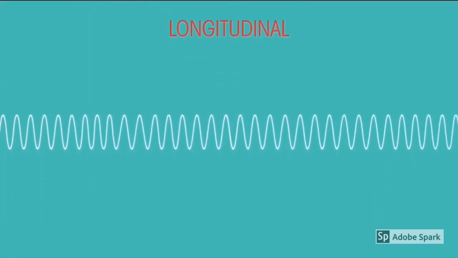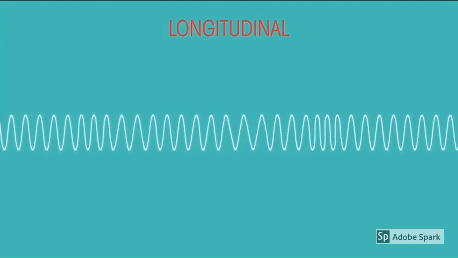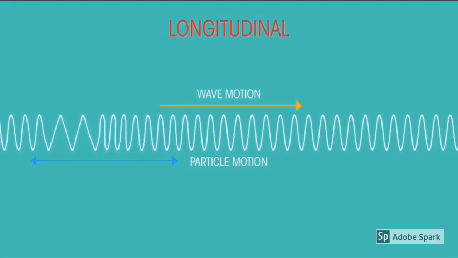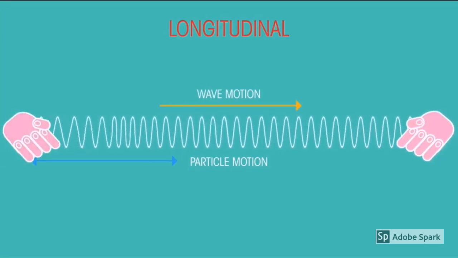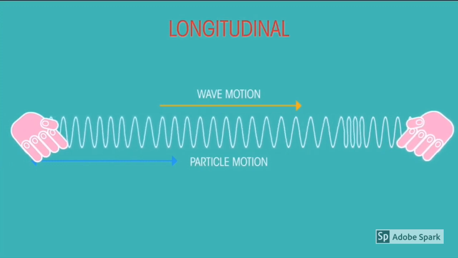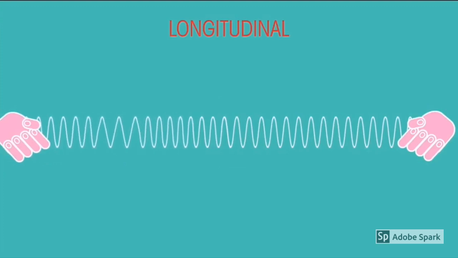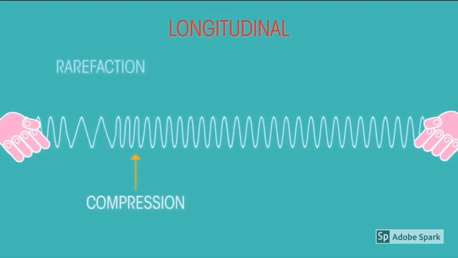Let's look at longitudinal first. This is where the particles vibrate parallel to the direction in which the wave of energy is travelling. Notice that the ends of the slinky don't ever leave the hands holding them. It's only the energy that travels. The places where the coils or particles are bunched together are called compressions. Where they are furthest apart are called rarefactions.